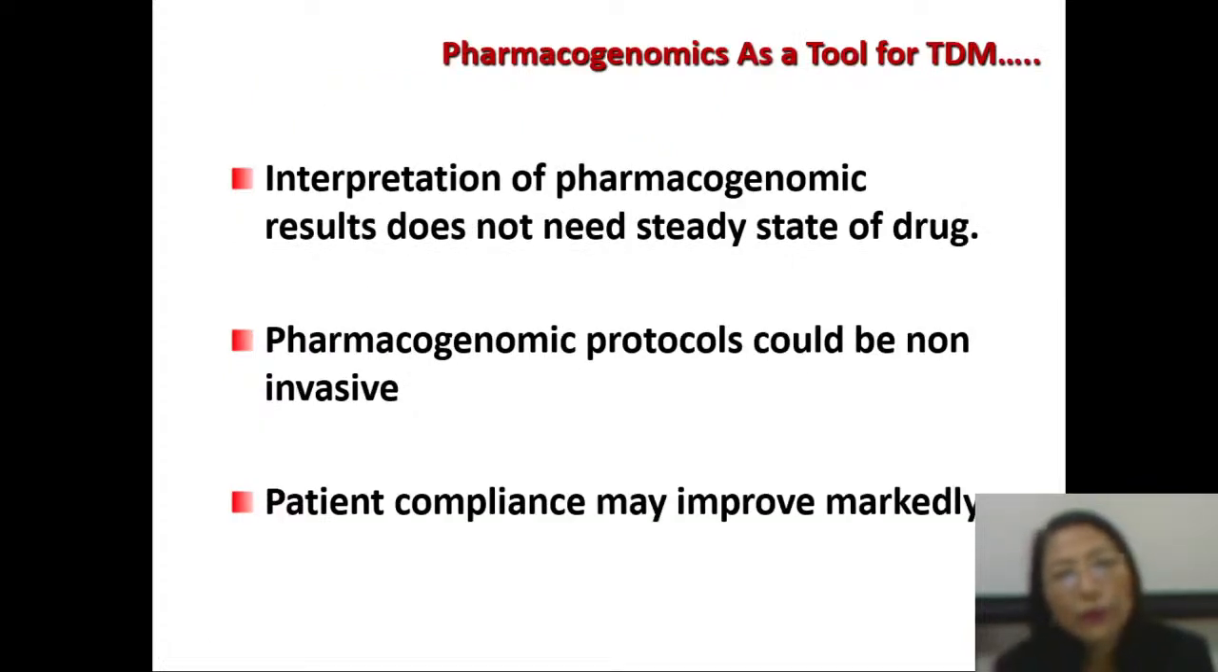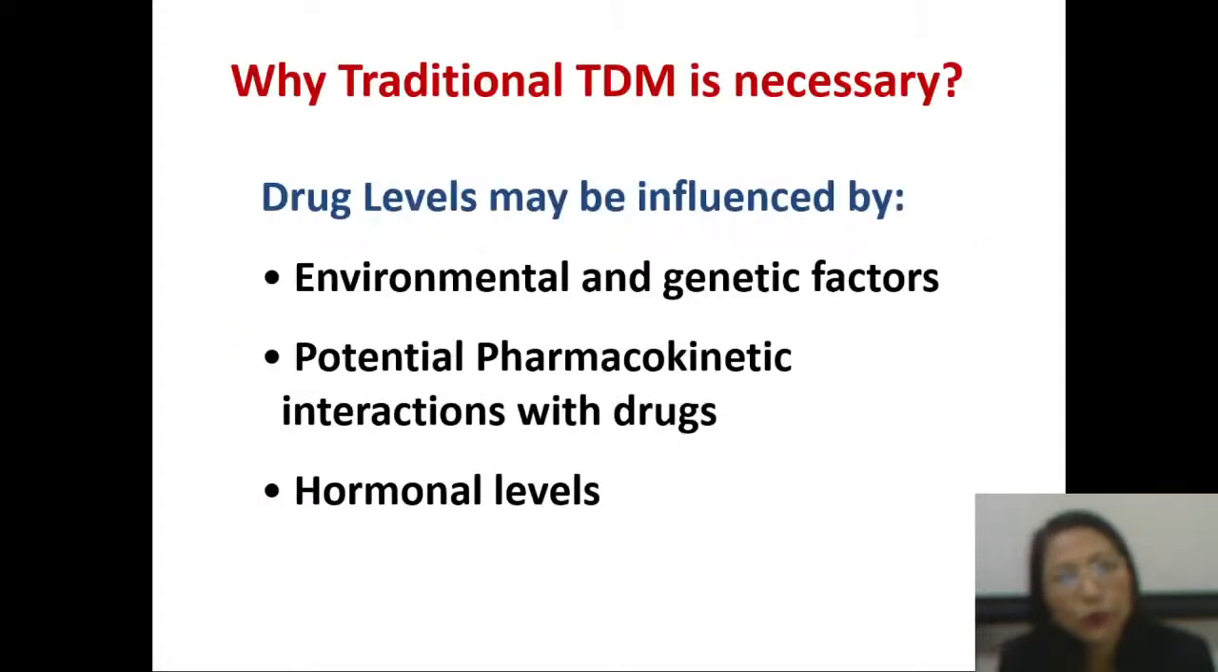Interpretation of pharmacogenomic results does not need a steady state of the drug, and pharmacogenomic protocols could be non-invasive. Sometimes you can do the pharmacogenomic study from a hair sample or some other sample, and patient compliance may improve markedly. So if you use pharmacogenomics as a tool for TDM, the compliance and the TDM results can improve, but it is very expensive and, as I told you before, it is not available everywhere. So why is traditional TDM necessary?